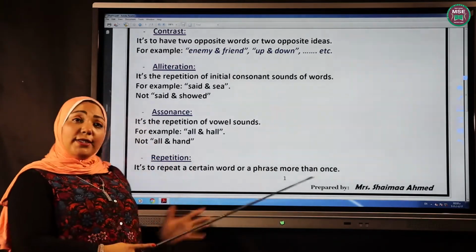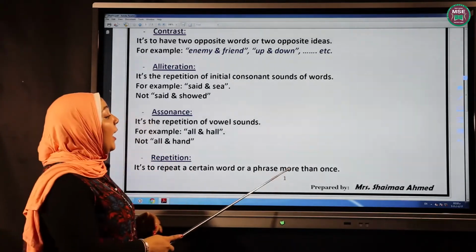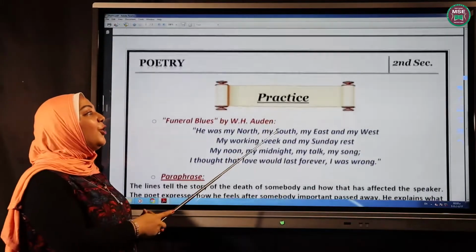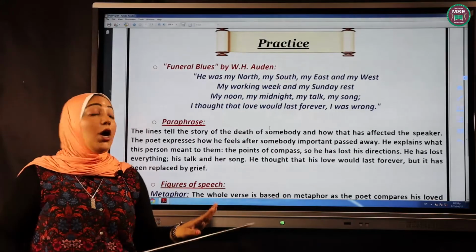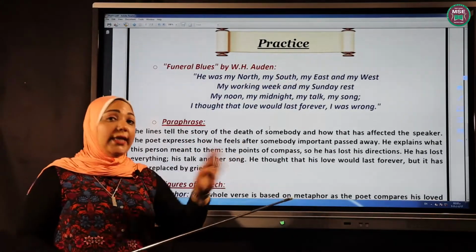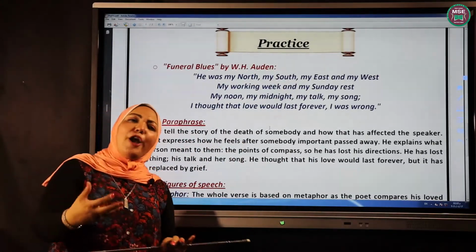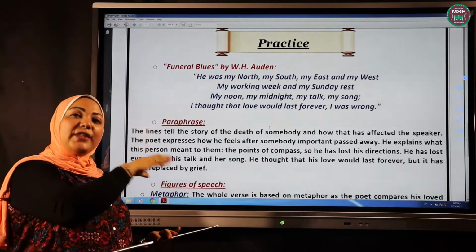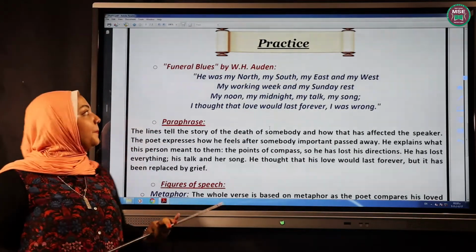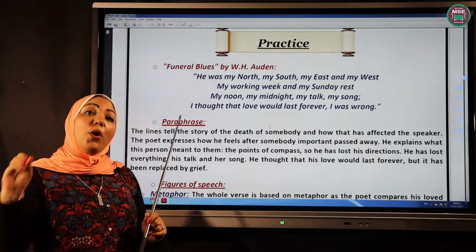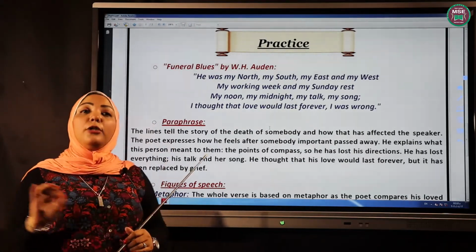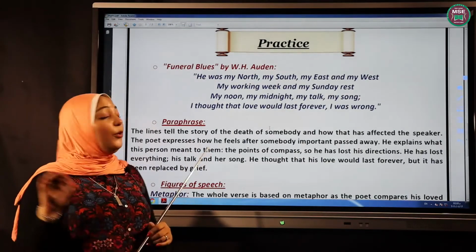So, after revising these literary terms, what about having a look at some lines that we haven't seen before? You haven't dealt with these lines in any of the previous years, and try to apply the previous literary terms on them. Okay, as you see here, this is an extract from a poem called Funeral Blues. It's by W.H.